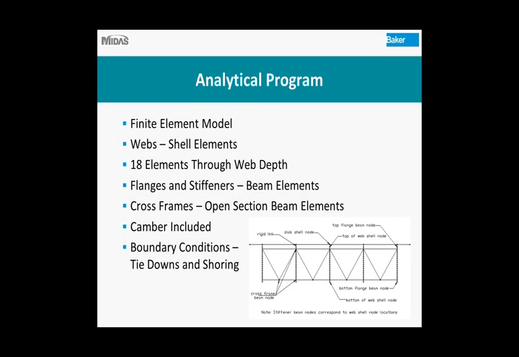The flanges and stiffeners were modeled with beam elements. The cross frames, same thing, beam elements, just open sections because they were WT and angle shapes. We included the camber in the model, and the boundary conditions were replicated from those on the plans, and we also included any tie-downs or shoring that was used during the construction process. And the diagram there on the right is just showing the different components of our finite element model.